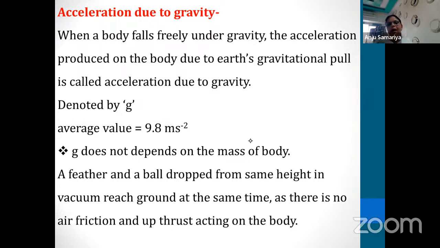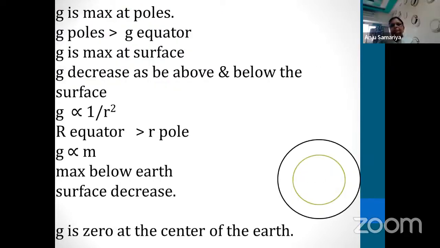Okay, so is this part clear that a feather and a ball, when dropped from the same height in vacuum, will reach the ground at the same time, because the mass does not affect the acceleration due to gravity? The last part we are going to do again in the third chapter, but still I'll show you once here.